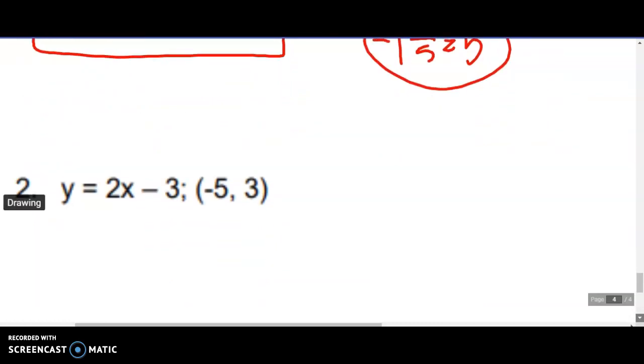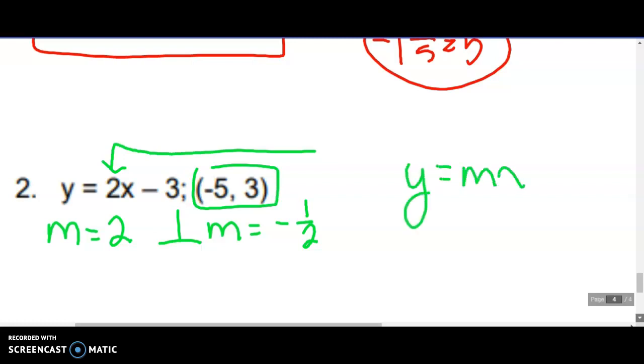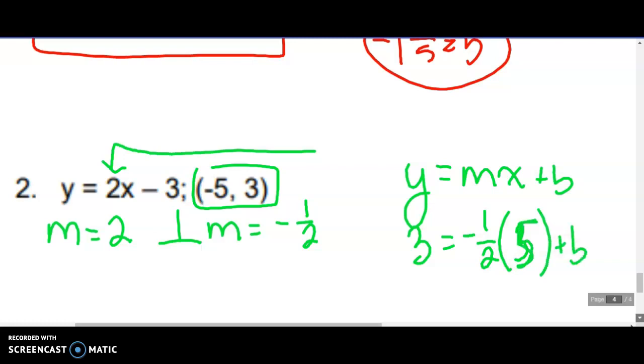Here, if it's perpendicular to this equation, then if this slope is 2, the perpendicular slope must be negative 1 over 2. And since it passes through this point here, we're going to use that as an x and a y value. And we're going to use that to find the b. So we get 3 equals negative half times 5 plus b.